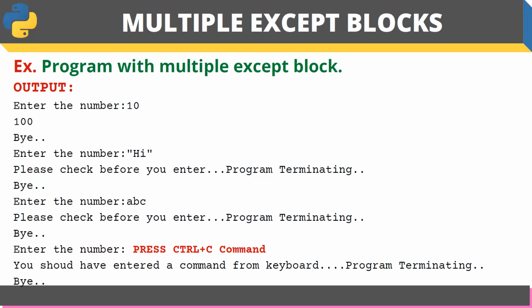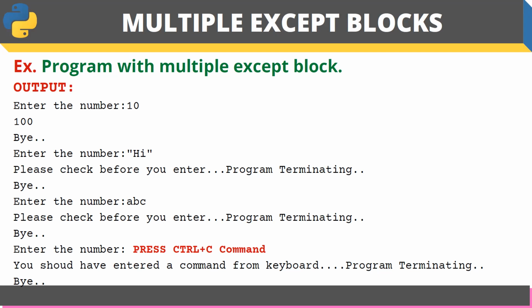Now these are the outputs. Enter the number 10. Here we have given input 10 and it is going to print 100, which is 10 power 2, and it does not find any error. So it will simply print the last statement, bye.